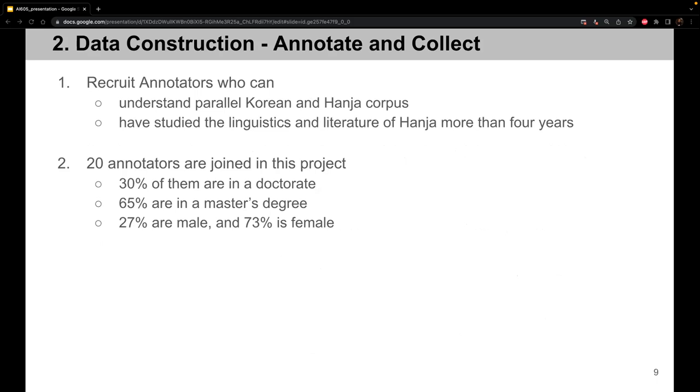After we built the schema and collected raw text to annotate, we recruited annotators who can understand the parallel Korean and Hanja corpus and have studied the linguistics and literature of Hanja for more than 4 years. As a result, 20 annotators joined in this project.